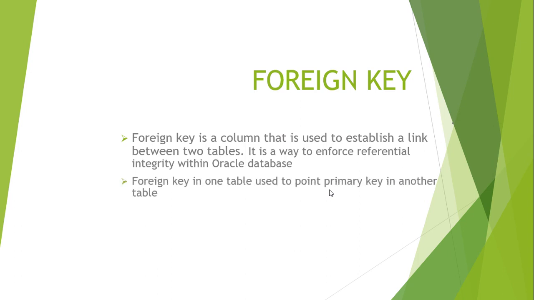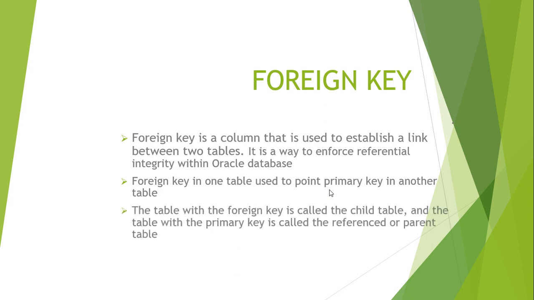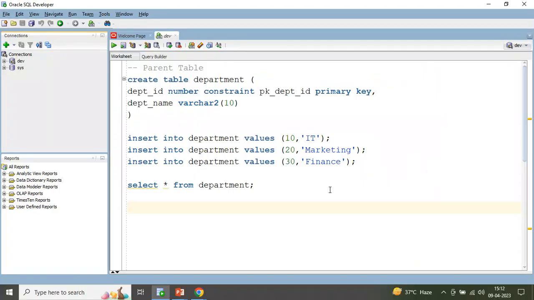A foreign key in one table is used to point to the primary key in another table, and the table with the foreign key is called the child table, and the table with the primary key is called the referenced or parent table. So now let's go to our SQL Developer and try to understand the foreign key using some examples.